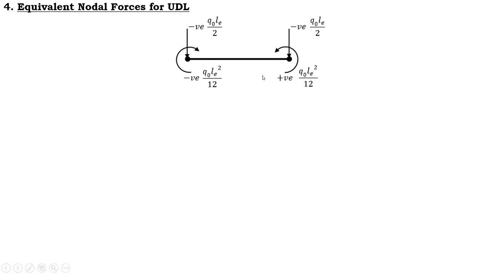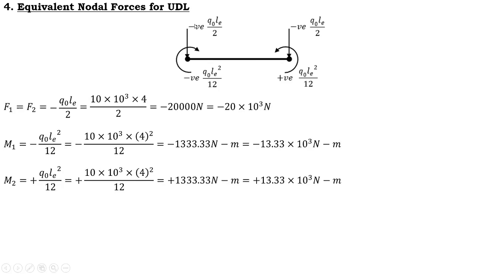We already did this in the third session. Therefore I have one vertical force of Q0 into LE divided by 2 at node number 1 acting vertically downward. Similarly I have Q0 into LE divided by 2 vertically downward. Then I have a moment here which is Q0 into LE square divided by 12, negative value, and at node number 2 I have Q0 into LE square divided by 12, which is a positive value. Now I need to calculate those values. So let us calculate those values.